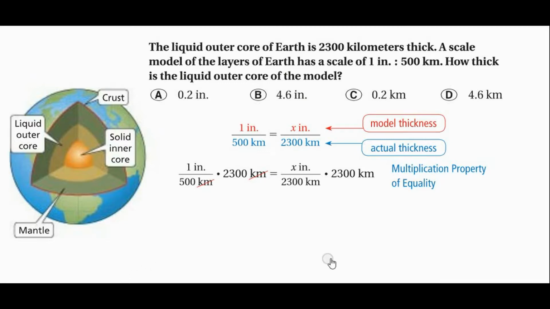Then we would use what we know about solving for a missing value, multiplying both sides by 2,300 kilometers. This is using the multiplication property of equality, which you all know how to use. What we see here is our units cancel, and I like this one because they are showing you what happens to your units, and of course the units cancel here too, and you're left with X inches on the right side. And of course we're looking for the model thickness, which is going to be in inches, so that's a good thing, right? So then we just simply do the math.